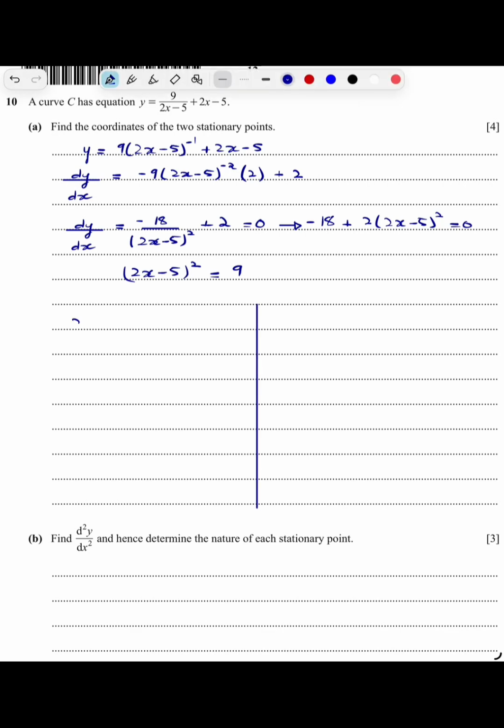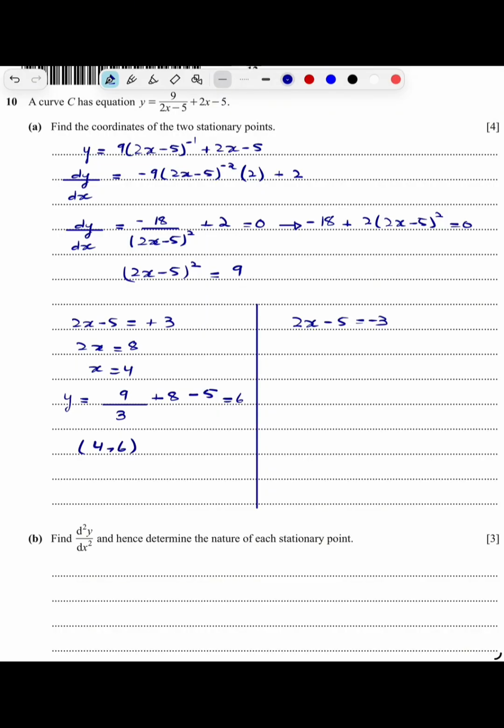One is going to be 2x - 5 equals 3, and the next is 2x - 5 equals -3. So we have 2x equals 8, and then x equals 4. We also need to find the corresponding y value. So we have 9 over (2×4 - 5) is 3, plus (2×4 - 5), so this becomes 6. So one critical point is (4, 6).